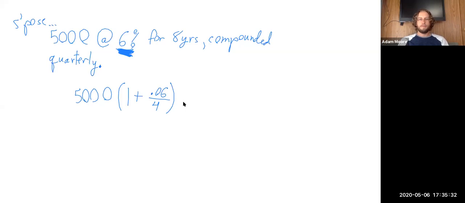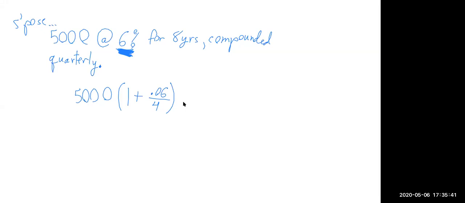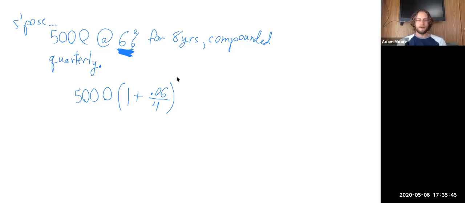How many times are we compounding this by the time it's done? 32. Yeah, it's exactly right. You times it, you know? And so indeed, this would be 8 by 4, or just 32 times that we're compounding that. I'm going to go ahead and make that a 32.